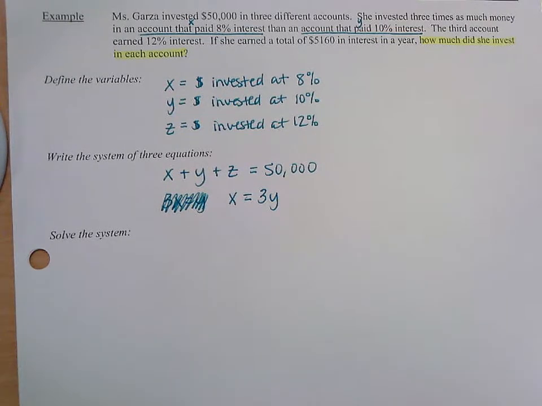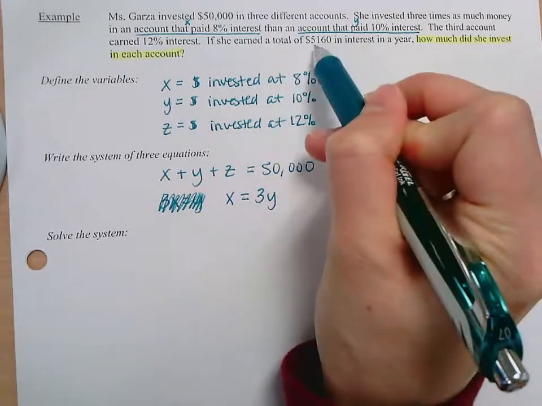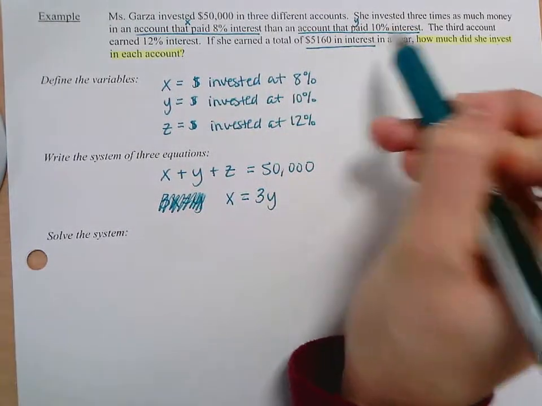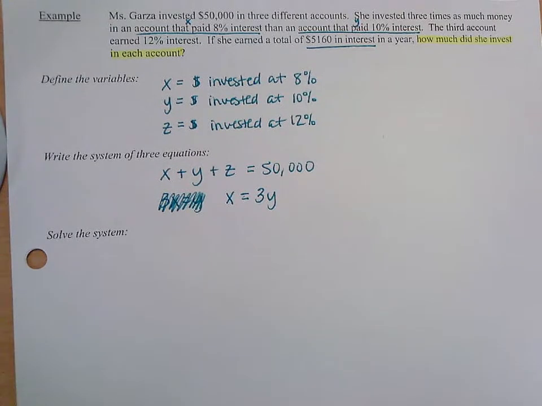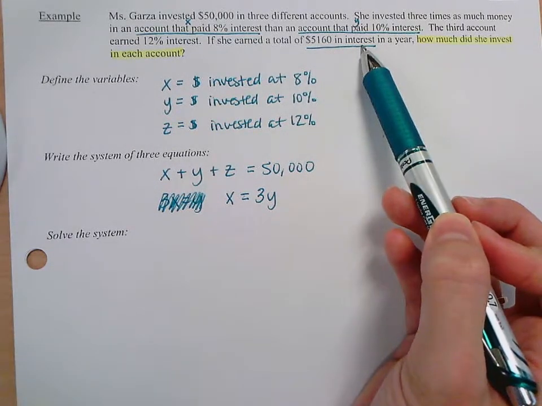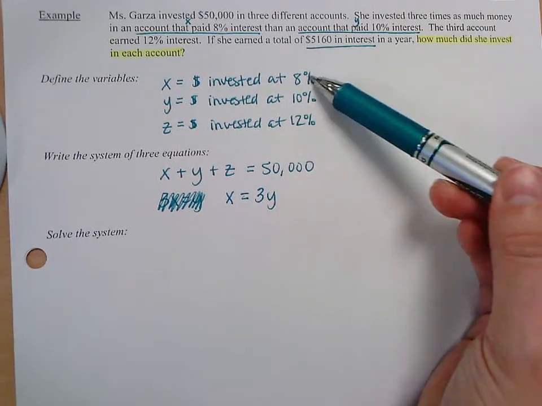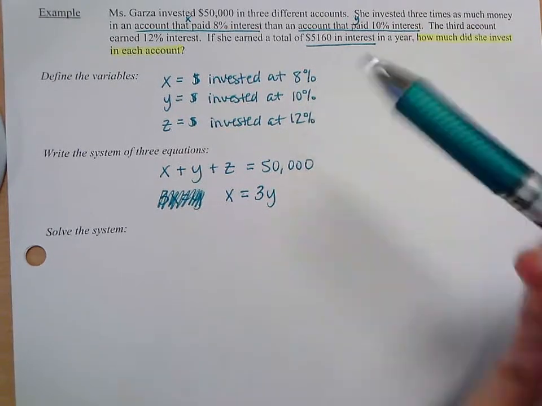That's just information. If she earned a total of $5,160 in interest in the year, how much did she invest in each account? So here we have another total, but this amount of money is an amount of interest. So we are going to have an equation that equals 5,160. But since the amount of money is representing the interest earned, we do have to take into consideration in this equation the percents of interest.